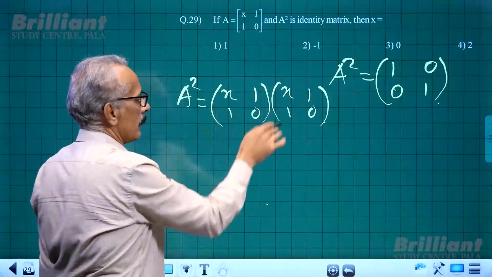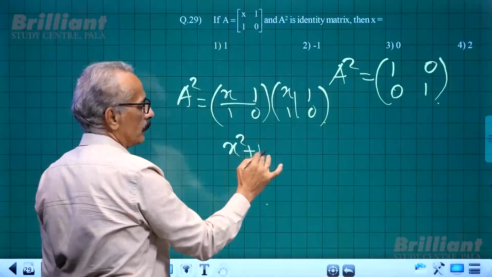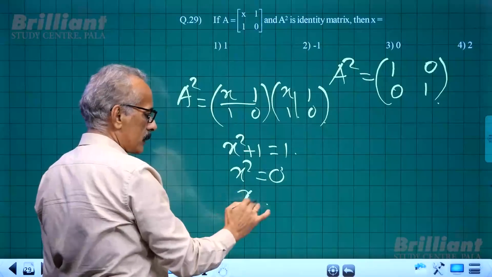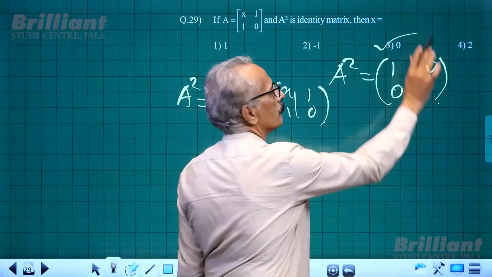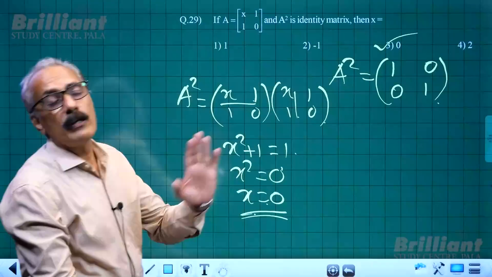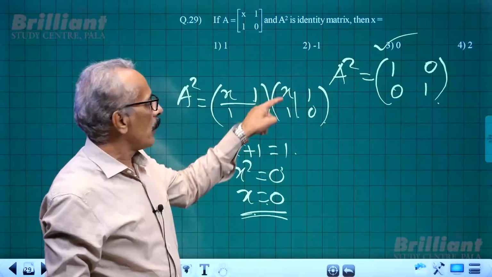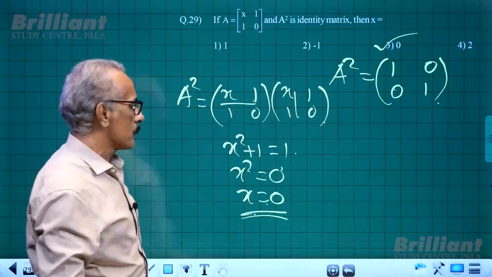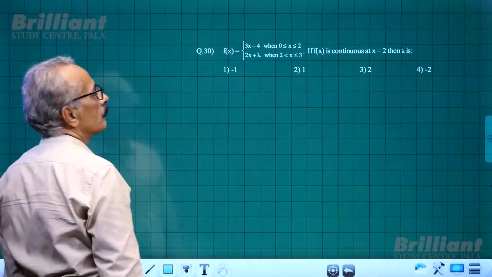Row to column: x square plus 1 should be equal to 1. That is, x square equals 0, so x is equal to 0. That's the answer. You need not find A square completely. First row, first column: x square plus 1 is equal to 1, so x square is equal to 0, and x is equal to 0. Okay, move on to the next.